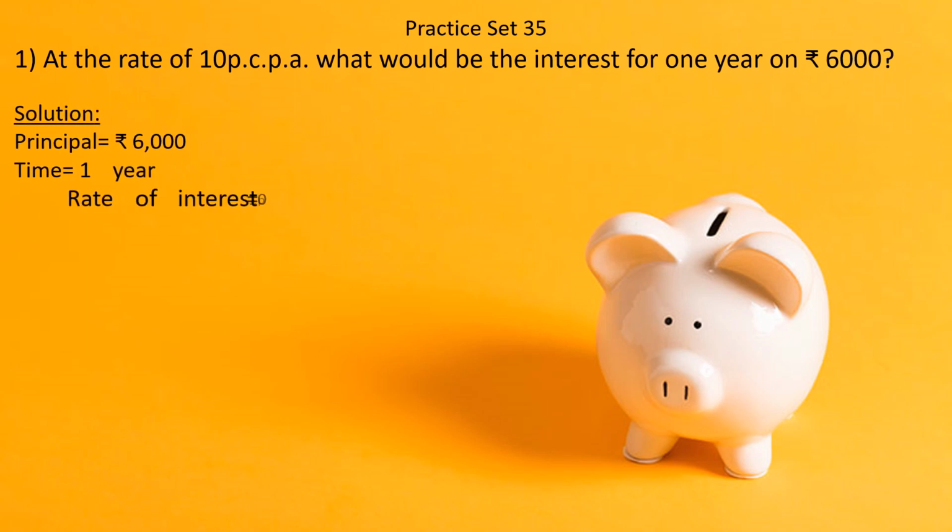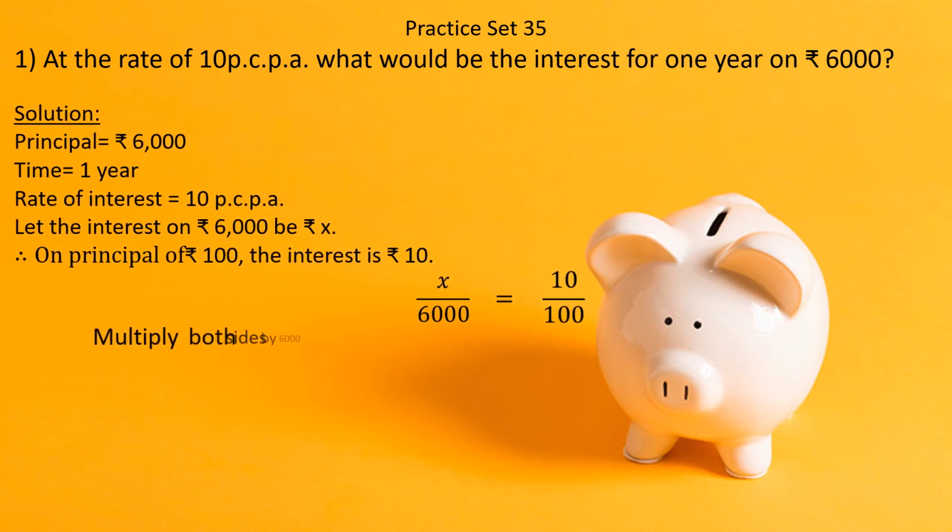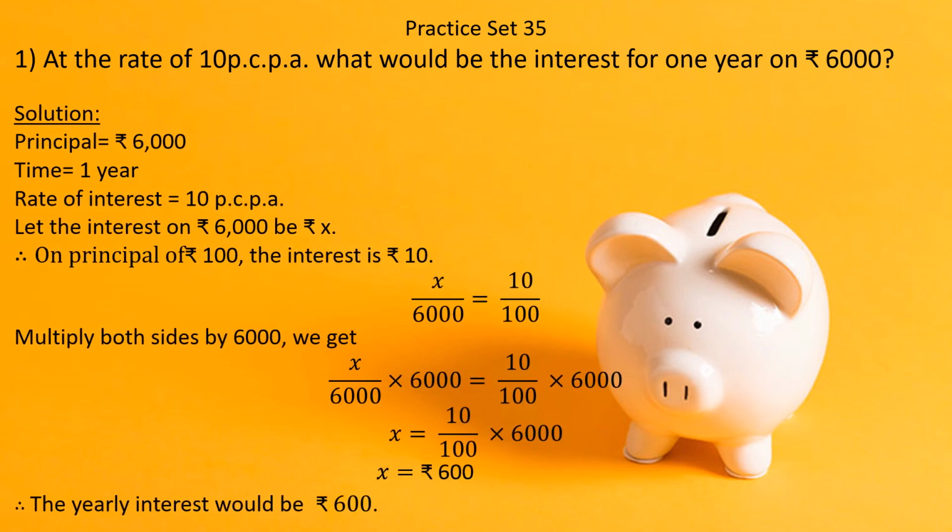Now, let us go towards some questions from your practice set 35. Now, there is the first question. At the rate of 10% per annum, what would be the interest for 1 year on rupees 6,000? Now, interest we don't know. For 1 year, duration we know. Rate is 10 PCPA, that is 10% per annum. What is the principal? 6,000.